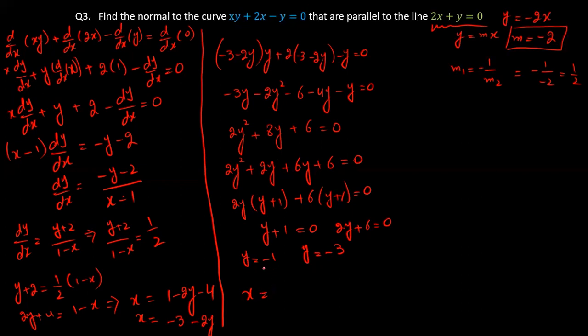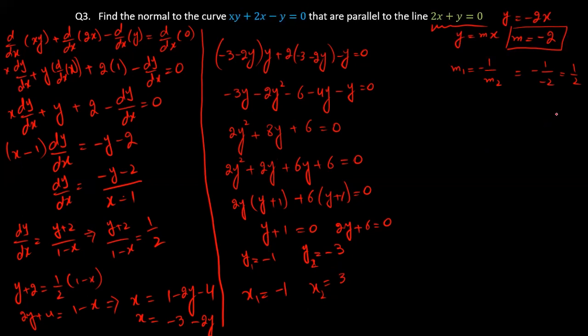Now plug these y's into x. When we plug minus 1 here, it will give us minus 1, and when we plug minus 3 here, we get minus 6 plus 6 and minus 3 plus 3, so this is 3. So let's say this is y1 and this is x1, and this is y2 and this is x2. Now we have points x1 y1, x2 y2.